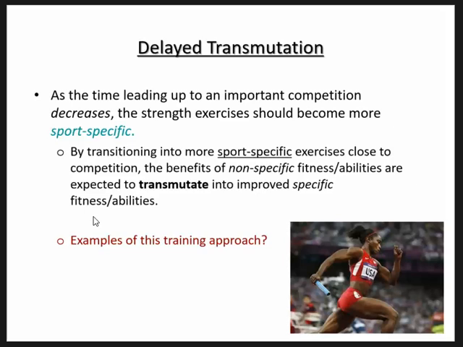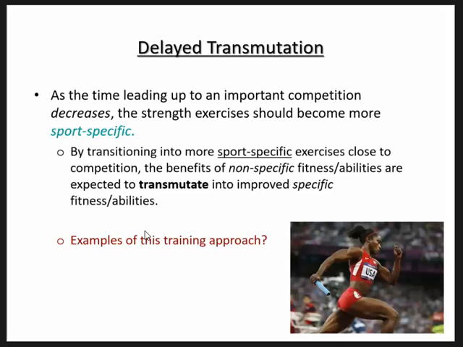The key point here is understanding what it means for non-specific fitness transmutating into specific fitness. So I'll give you two examples. We have a sprinter. Down here in this picture, we have our sprinter before competition, so let's say a few months out. They're training for explosiveness, power type training with resistance training. So they're doing a lot of Olympic lifts, a lot of plyometric work, and then some track work.